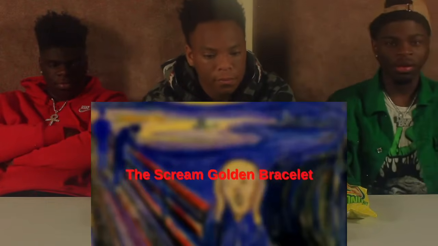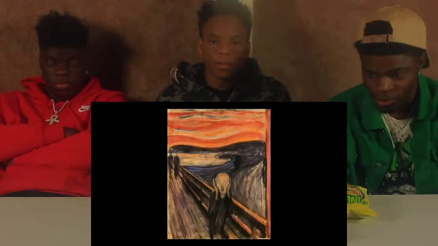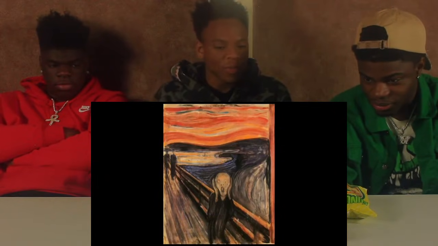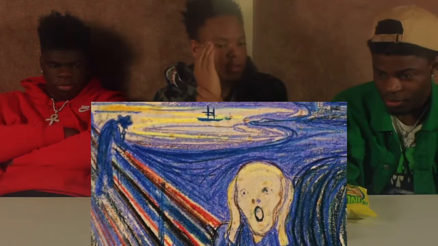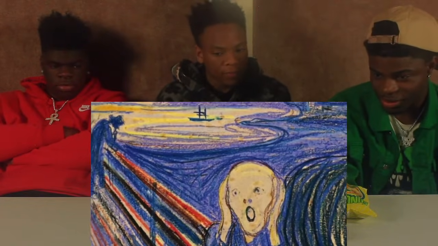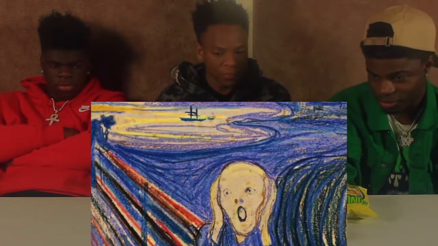Darn. Recall The Scream, Golden Bracelet. The Scream is the popular name given to a composition created by Norwegian artist Edvard Munch in 1893. I never paid attention to it, I've just seen a picture of the Scream. I never seen that face, agonized, there was a bracelet on its arm. It has become one of the most iconic images of art, seen as symbolizing the anxiety of the human condition.